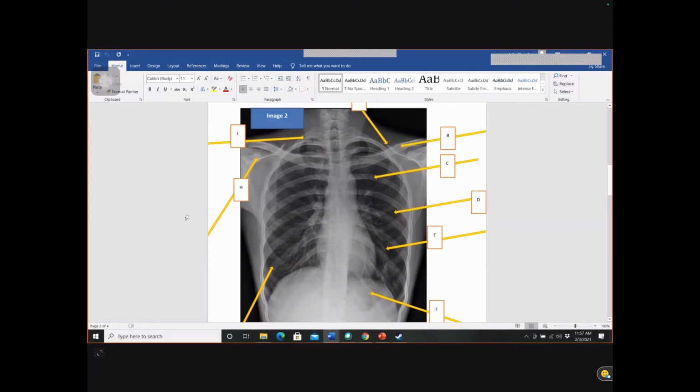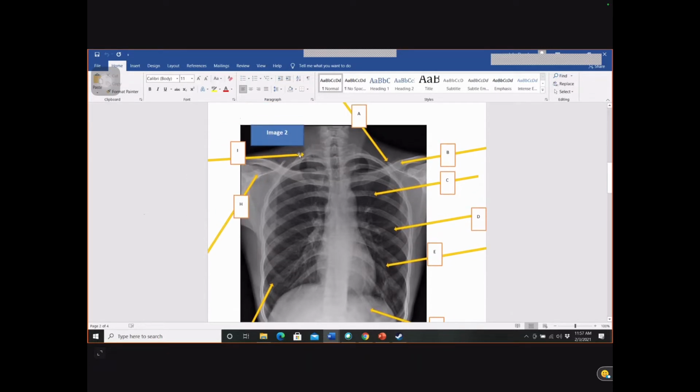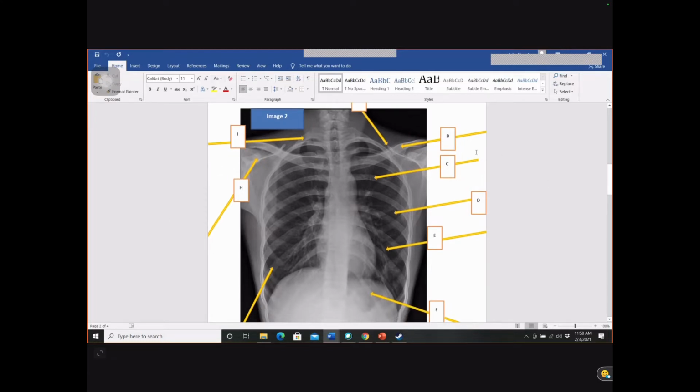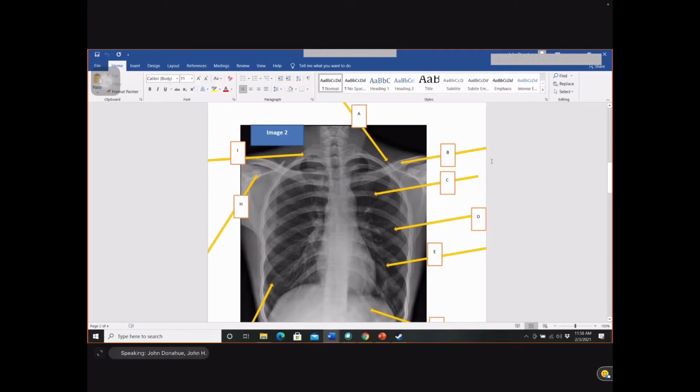Let's go to Maricela. Maricela, what is I referring to? Is it the first right posterior rib? Correct. The first right rib, or right posterior rib to be specific, but as long as you put the right first rib, you did get credit for that question. Good. Any questions on image 2 before we move on? What was A again? A was the superior angle of the left scapula. Thanks. Welcome.